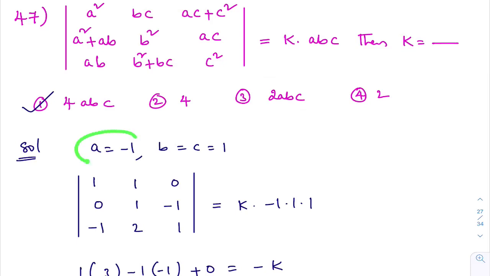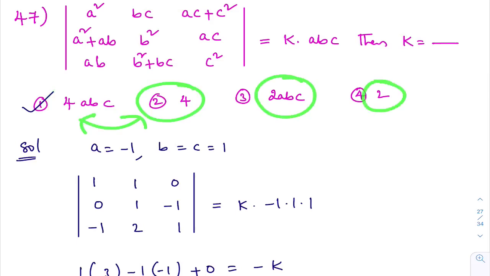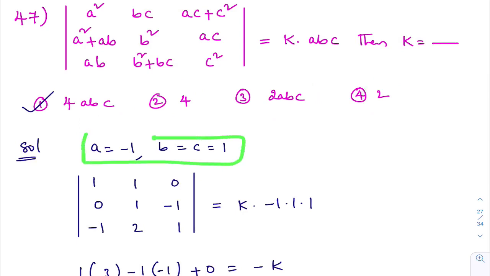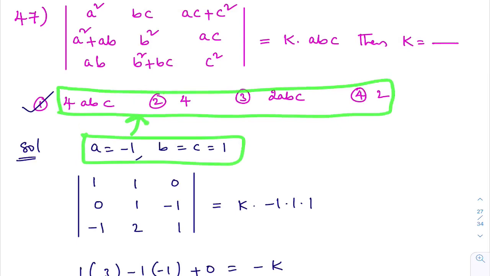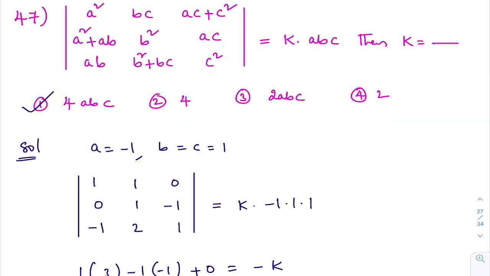Now why I choose A value -1, B value, C value 1? When I substitute these values in the options, all options are giving different answers. For example, you see this one, when I substitute A value -1, B value, C value 1 in this, I am getting -4. And here +4 is there. -4, plus 4, both are different. And this is -2, this is +2. For these values, all 4 options are different when I substitute these values in this. That's why I chose these values.